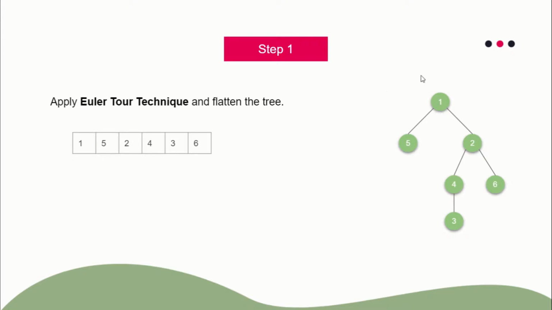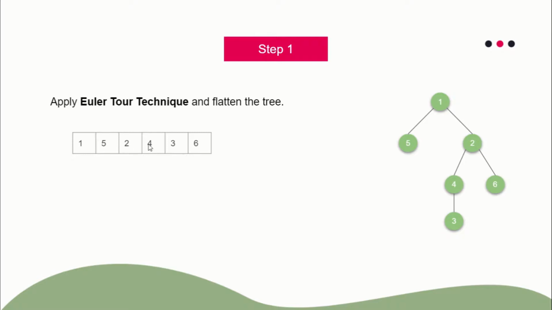So you start with the root. For example, it was node 1, so at the first position you have node 1. Then you went to node 5, 2, 4, 3 and 6 in the same order. So that's why we have this array. Now you have flattened the tree and you have an array.